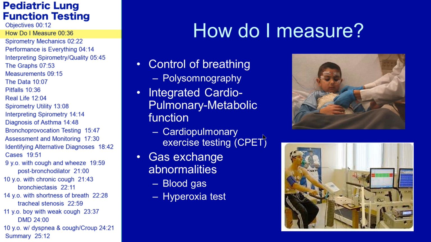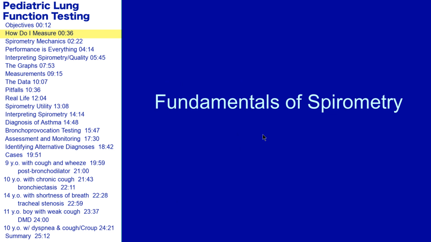Other tests include control of breathing evaluation, and that is best done with a sleep study, otherwise known as polysomnography, or if there may be multiple organ systems involved that you're considering, then an integrated cardiopulmonary exercise testing, or a CPET, would be the way to really be able to differentiate what it might be, a cardiac limitation versus a pulmonary limitation to someone's exercise tolerance. And then finally, really just looking very specifically at gas exchange abnormalities, for which just doing an arterial blood gas or a venous blood gas may give you all the information you need. So for the rest of this talk, I'm going to focus just on spirometry.